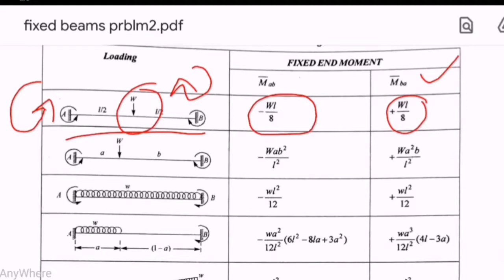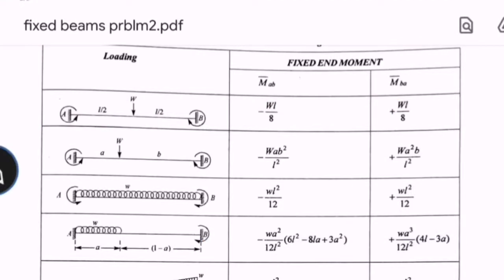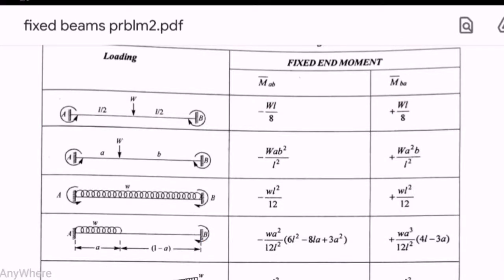Similarly, if you observe in the second case, if the load W is applied not at the center but at other points, say at a distance small a from left end A and b from right end B, the fixed end moment will be minus W a b square by L square, and the fixed end moment at the right end will be W a square b by L square.